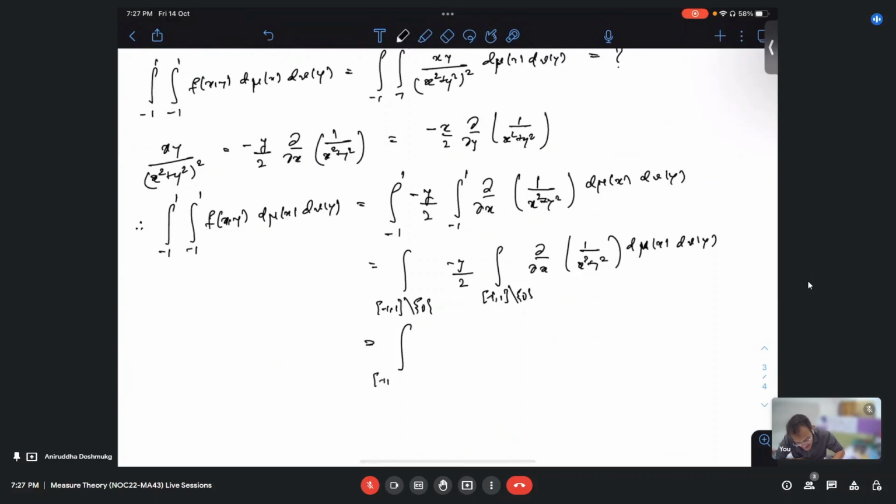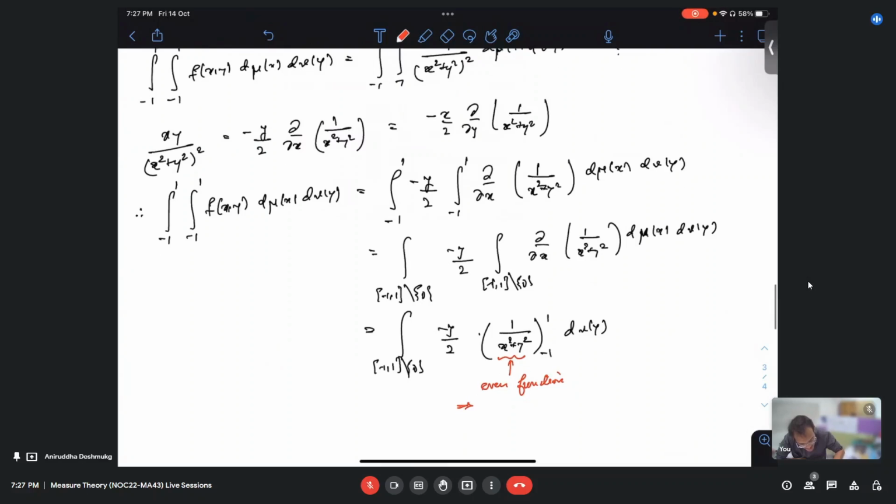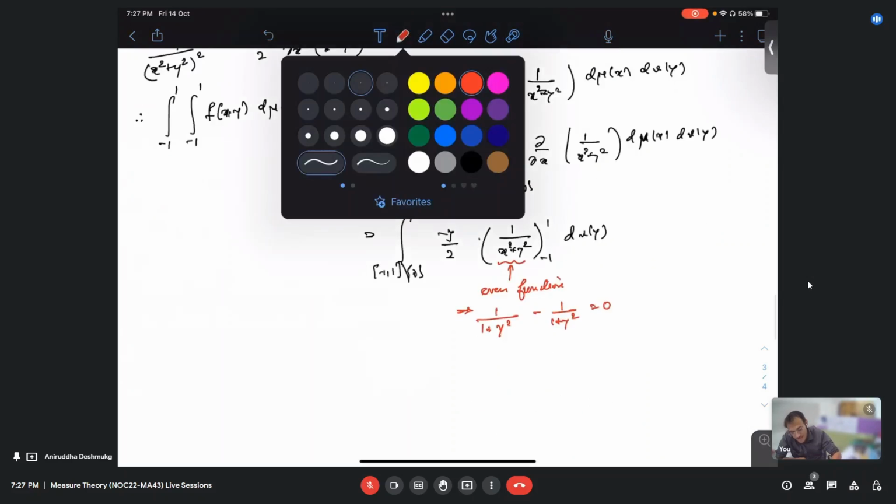This is minus 1 to 1 minus 0, minus y by 2. And now I can use the fundamental theorem to get 1 over x square plus y square from minus 1 to 1, d mu y. But this is an even function, right? The inner part is an even function. That implies that if I substitute 1, it is 1 over 1 plus y square. If I substitute minus 1, it is still 1 over 1 plus y square, so the difference is 0. Right? So minus y by 2 into 0, that is 0.